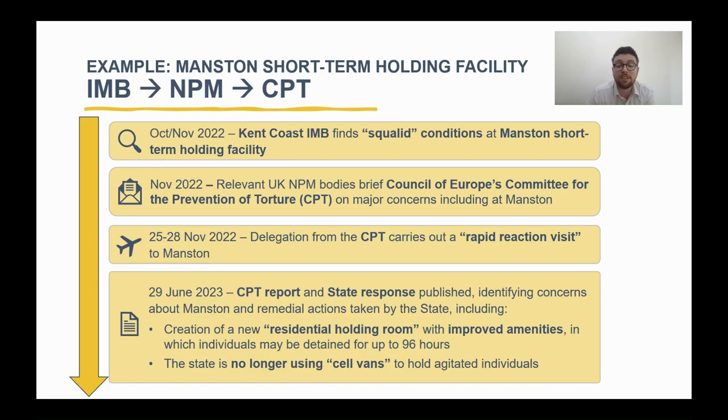The CPT report and state response is published, identifying concerns about Manston and remedial action taken by the state, which includes the creation of a new residential holding room with improved amenities in which individuals may be detained for up to 96 hours, and the state no longer using cell vans to hold agitated individuals.